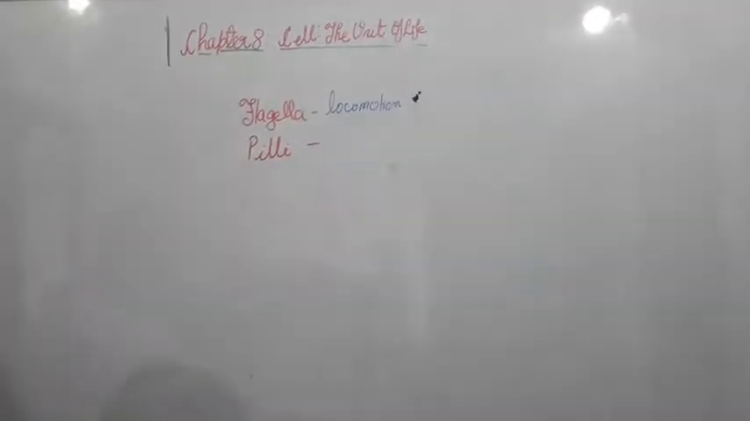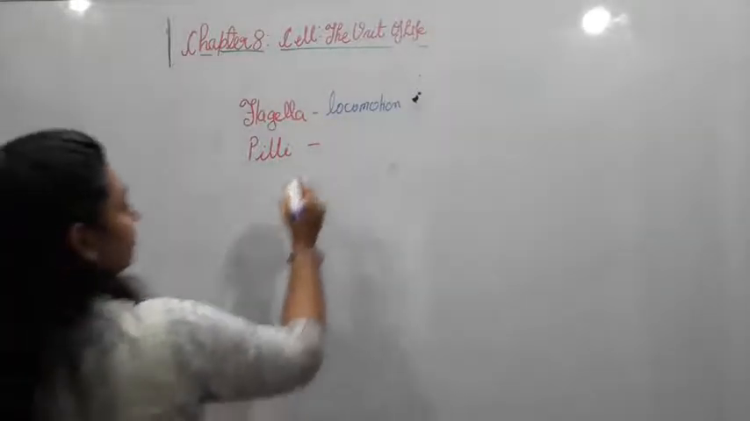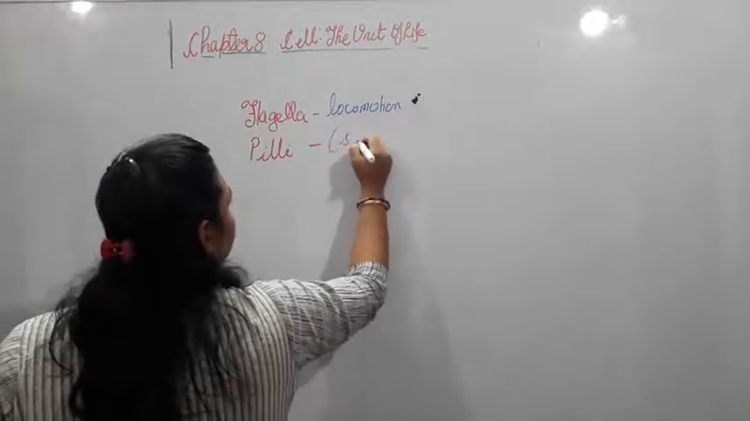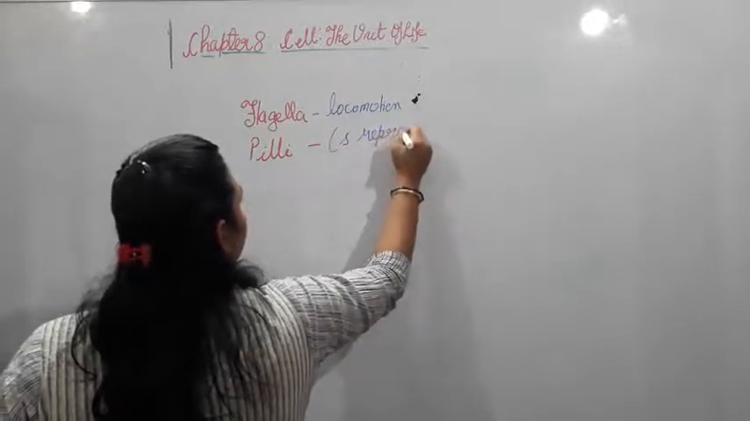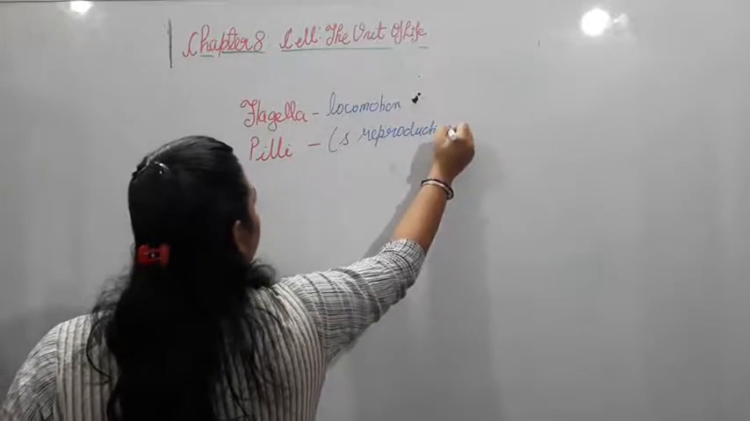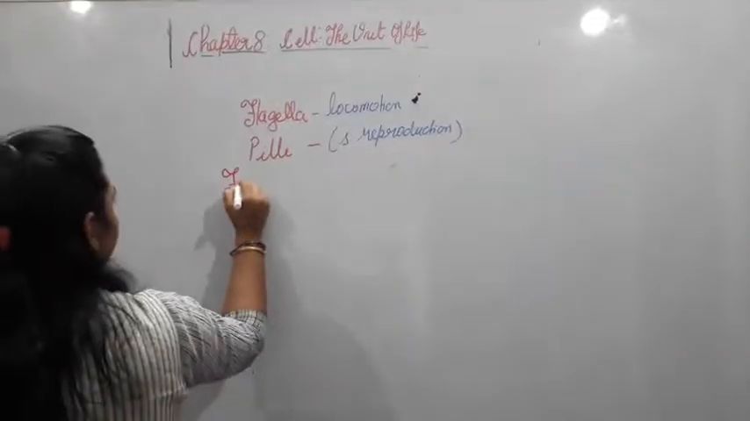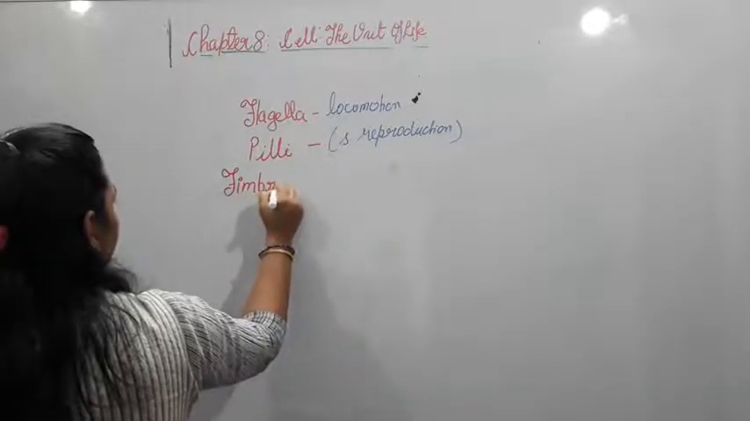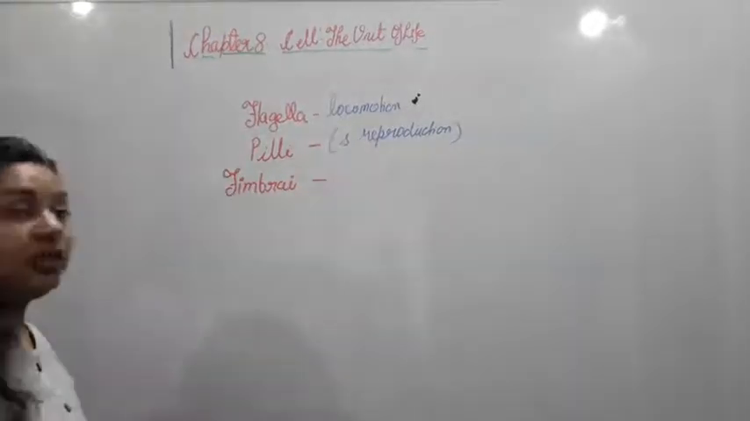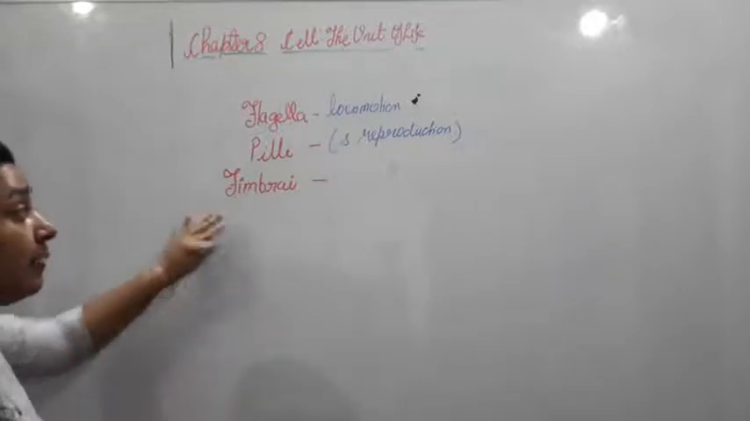The next we have is pili. This body part in the bacteria is there for sexual reproduction. So this helps in the process of reproduction in the bacteria. And then there is fimbriae. Fimbriae is found in the bacteria to help them get attached to the substratum.